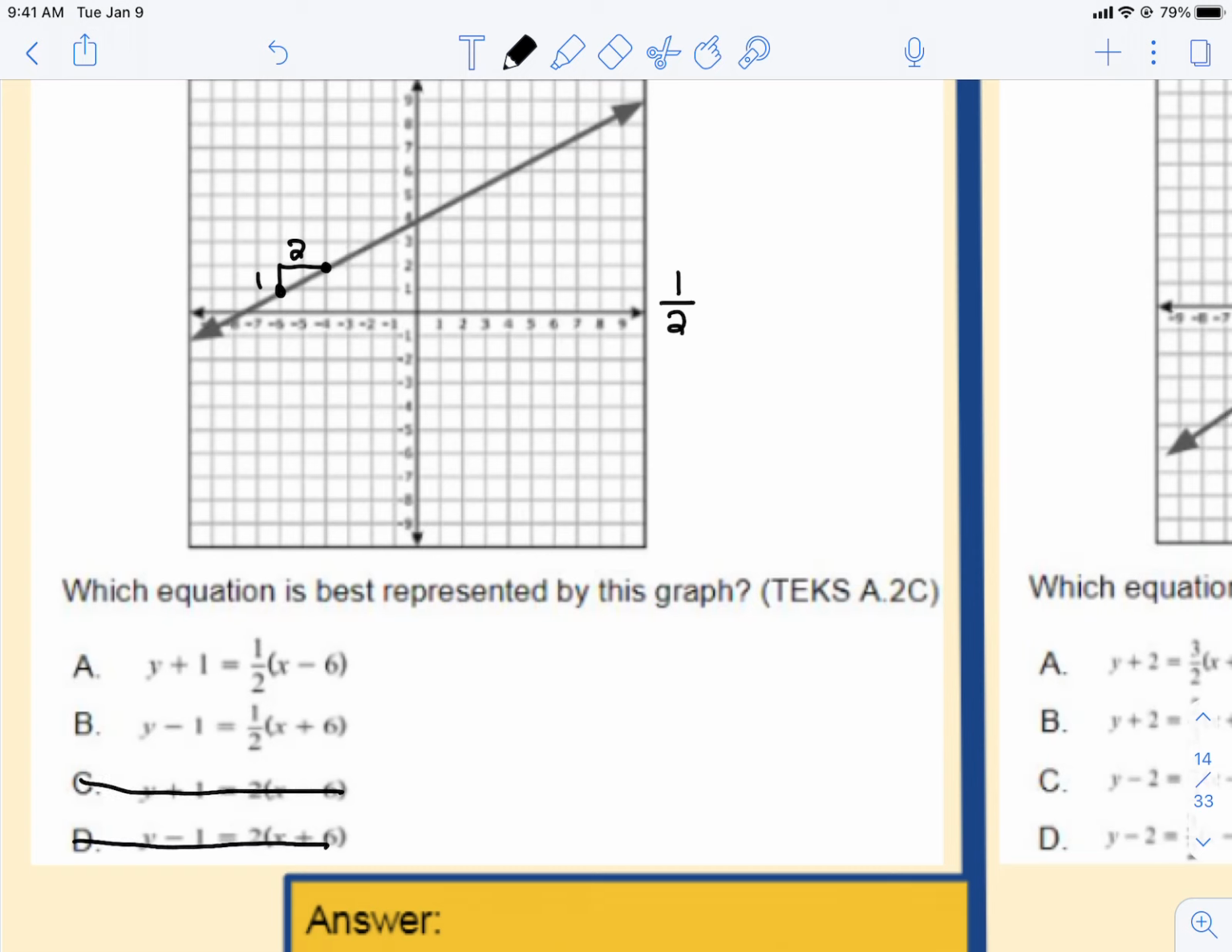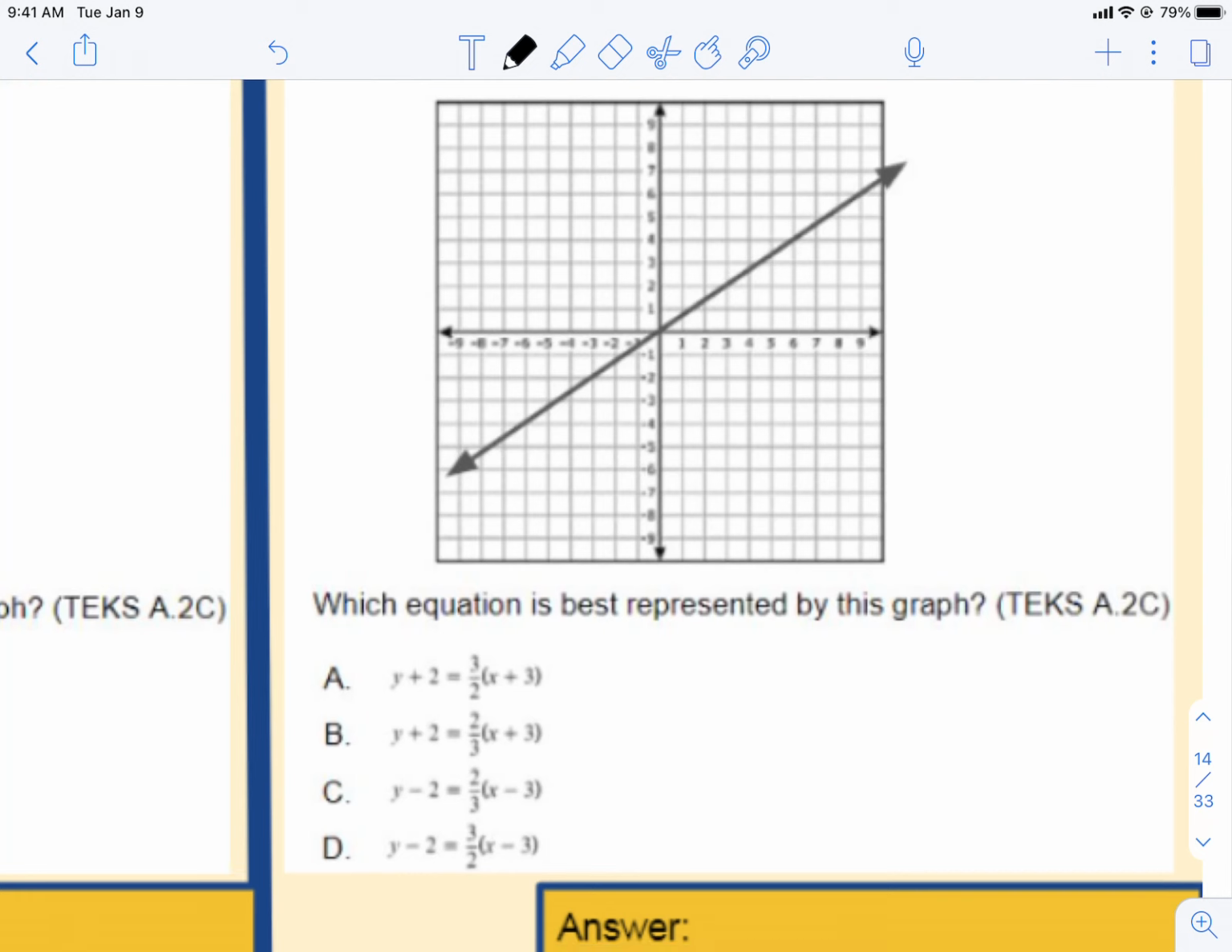Now I need to understand the points that come from the equations I'm given. For A, because it's in point-slope form, it is 6, -1. And for B, it is -6, +1. So I need to look to see which point is on the graph. +6, -1 is down here. That doesn't end up being on my graph. But if I look at B, -6, +1, that's this point right here that I already plotted. So my answer is B.